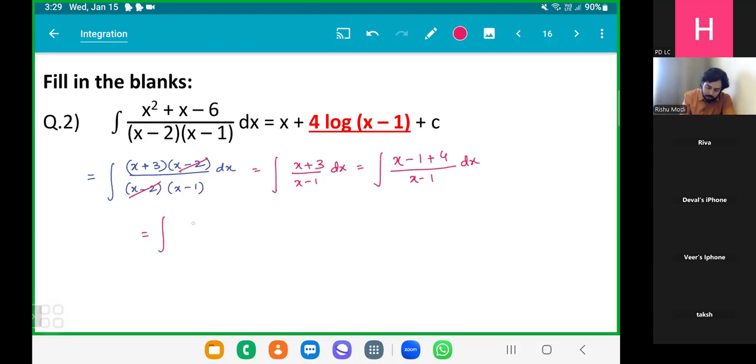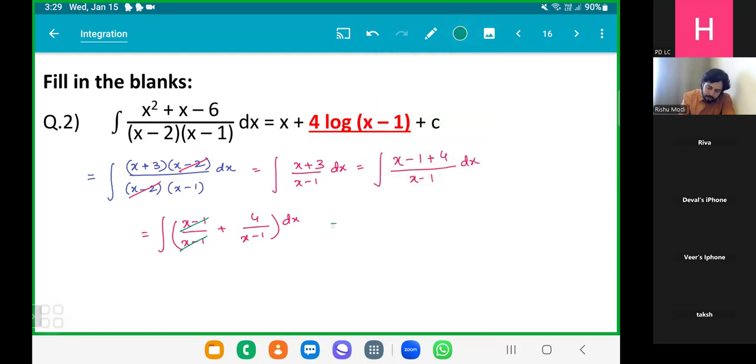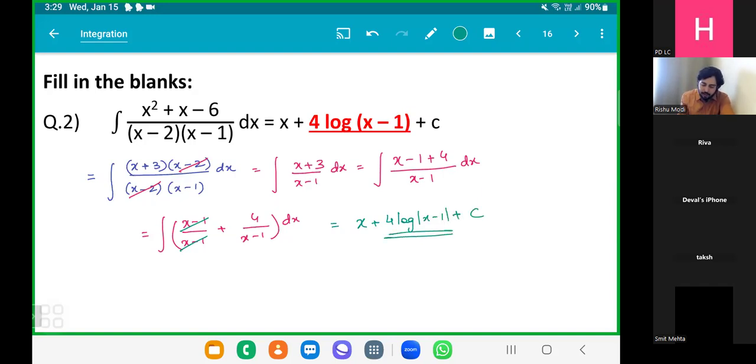Then we'll split the question into two parts. So we'll have x minus 1 upon x minus 1 plus 4 upon x minus 1. x minus 1 gets cancelled. You are left with 1. Integration of 1 will be x. 4 being constant, it will come out. Integration of 1 upon x minus 1 will be log mod x minus 1 plus c. And this is your required answer: 4 log mod x minus 1.